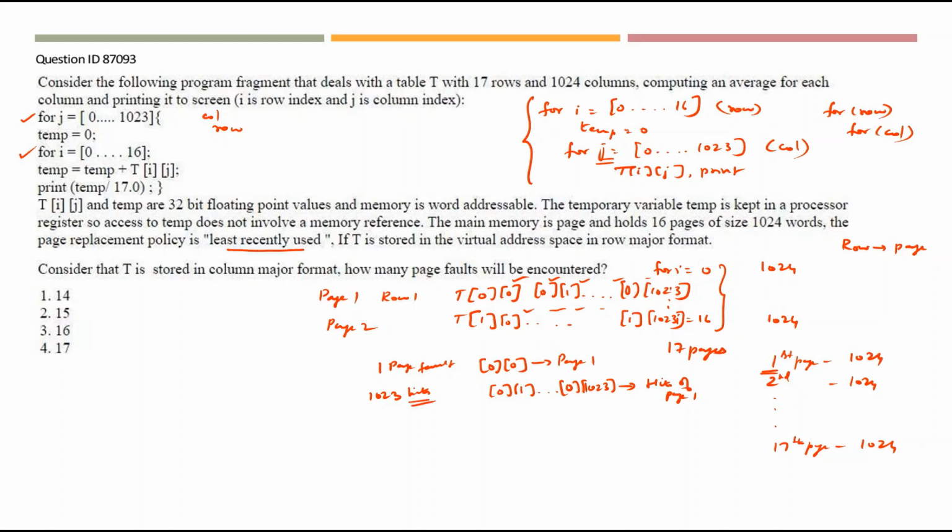If T is stored in column major format, how many page faults will there be? The number of rows will be the number of pages here. So totally 17 rows means 17 page faults will occur. Option number 4, 17, will be the right answer. So for all 17,408 elements, we need only 17 page faults because every page has 1024 elements. When the outer loop is column, page faults are more. When the outer loop is row, page faults are less.